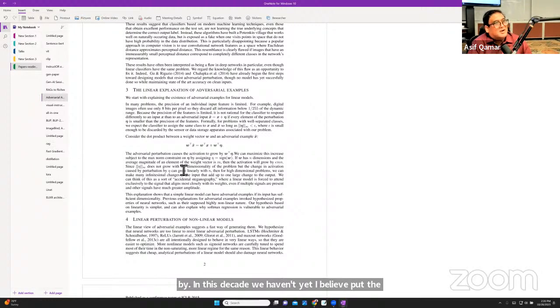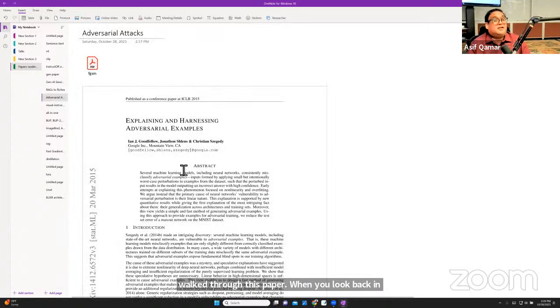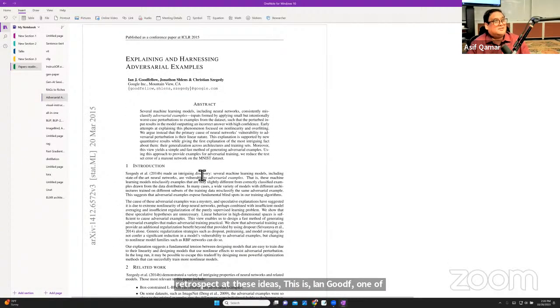We don't know exactly why it is so easy to attack neural networks. People have different hypotheses, but we have learned a lot along the way. And I'm going to focus on what we learned after we walk through this paper. When you look back in retrospect at these ideas, this is Ian Goodfellow, one of the leaders in this field, in fact, and the author of the textbook Deep Learning. Obviously, he is as good as it gets.